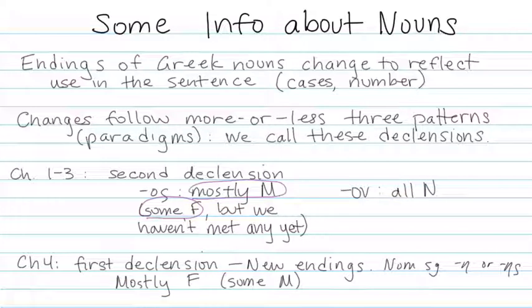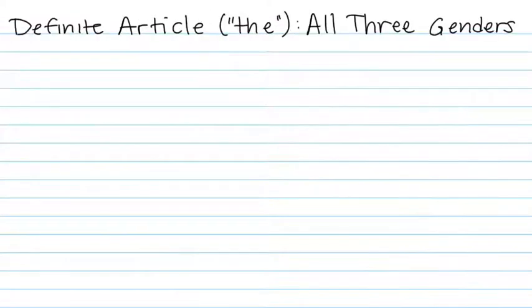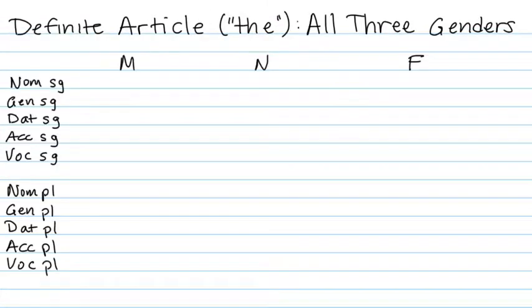So if I told you that nouns ending in omicron sigma are mostly masculine but sometimes feminine, and that the nouns of the first declension are mostly feminine but sometimes masculine, you might be asking, well, how do I know which gender it is? For that, you have to memorize the nominative singular with the definite article. Only the definite article tells you the gender of the noun. The ending of the noun tells you more about which paradigm we're following and less about specifically which gender that noun is. So first, let's look at the definite articles.